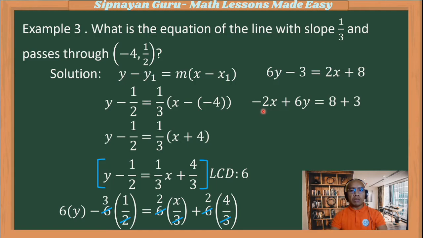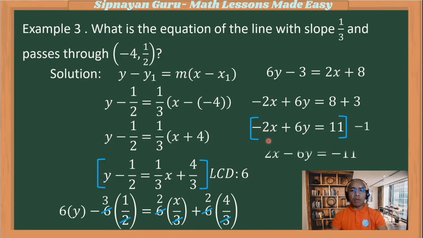So rewrite. So this would be negative 2x plus 6y is equal to 8 plus 3. Further simplification, negative 2x plus 6y is equal to 11. The first term must be positive, so we have to multiply both sides of the equation by negative 1. So this would be positive 2x, negative 6y, and this is equal to negative 11. So this is the equation of the line.